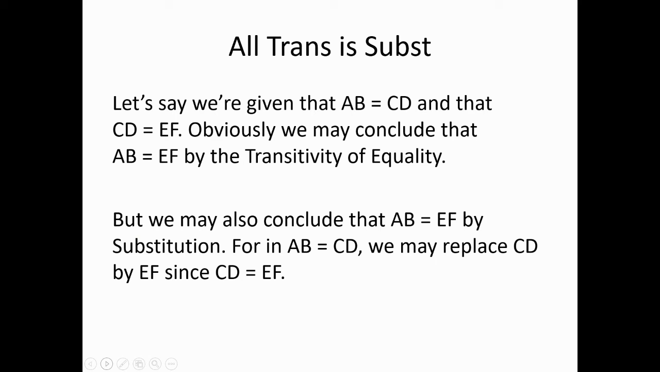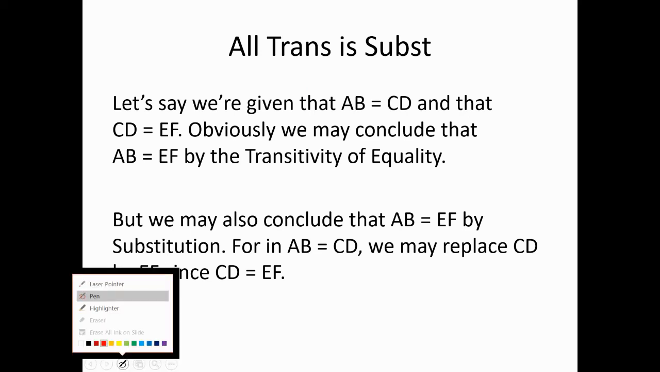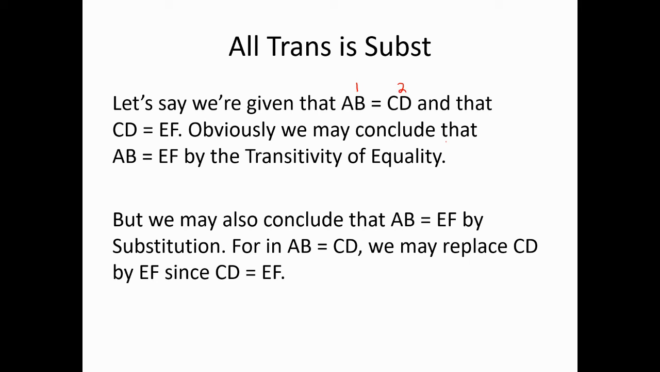So let's make sure we understand why that's the case. Let's say that we're given that AB is equal to CD and that CD is equal to EF. So let us say that one thing, AB, is equal to a second thing, CD, and that second thing, CD, is equal to a third thing, EF. Then it follows, of course, that the first thing, AB, is equal to the third thing, EF. And that's obviously an instance of transitivity, but you can also understand that this works by substitution as well.